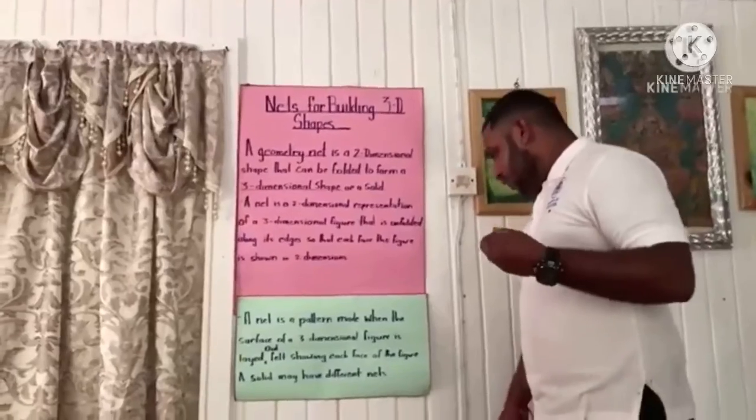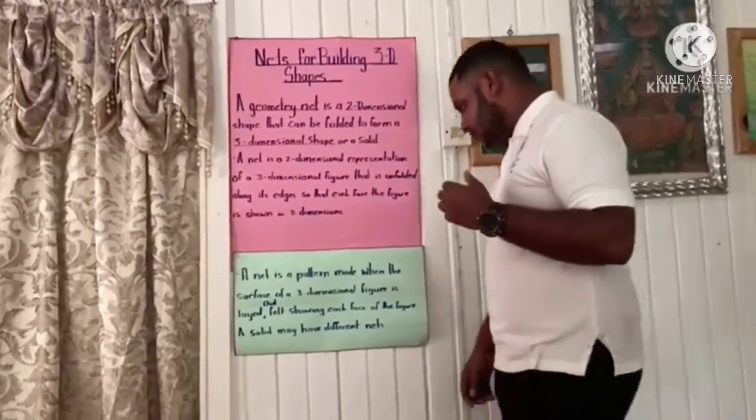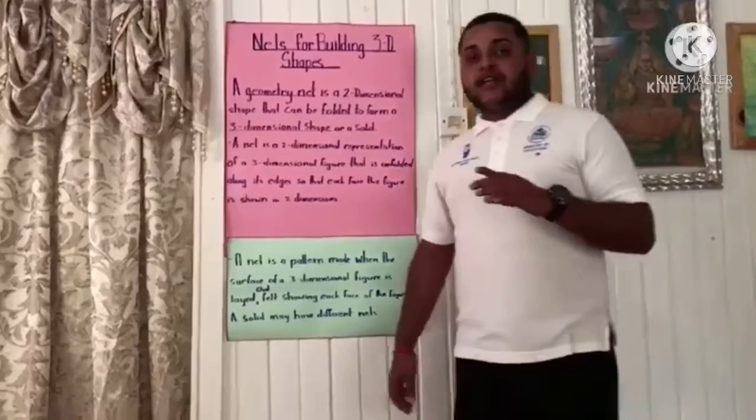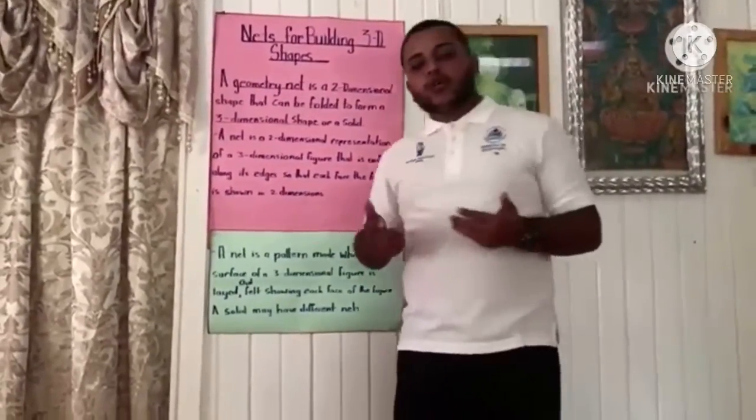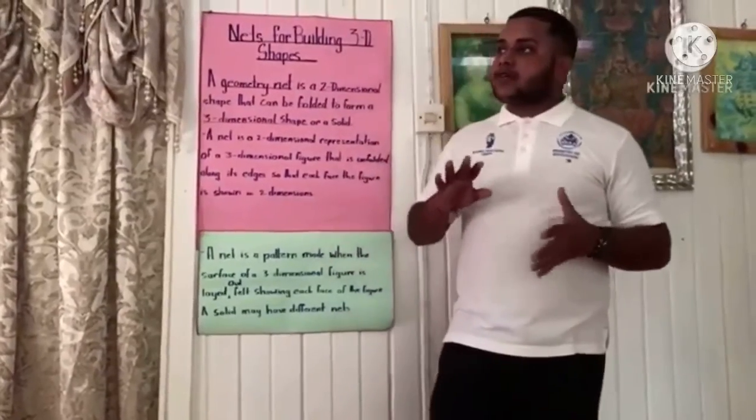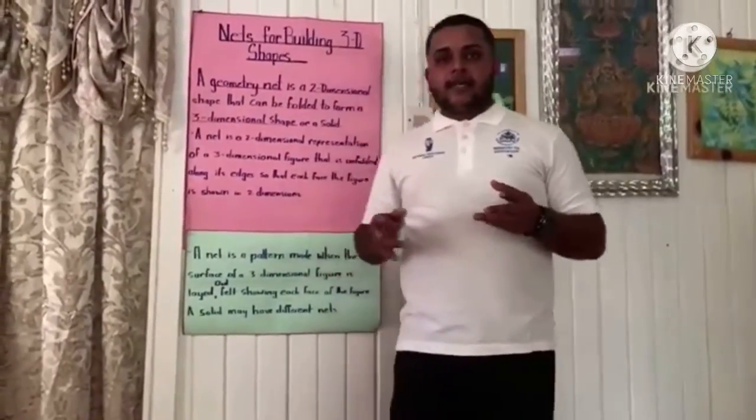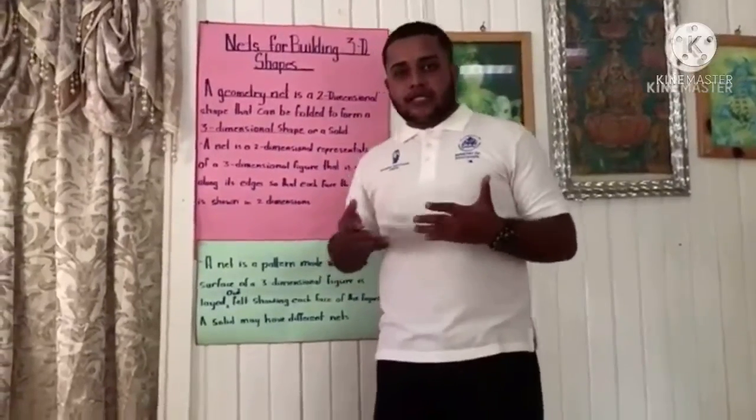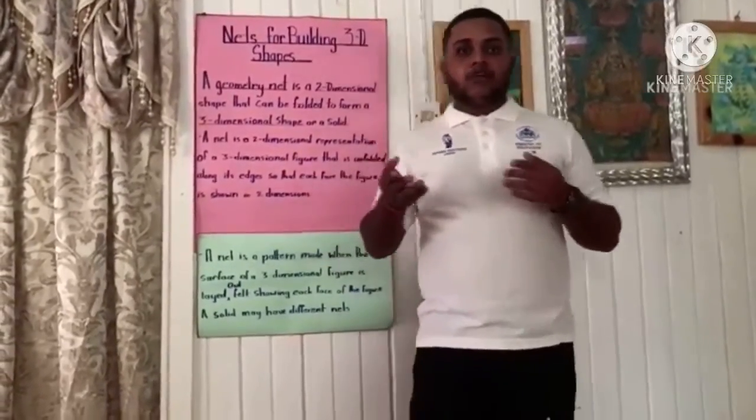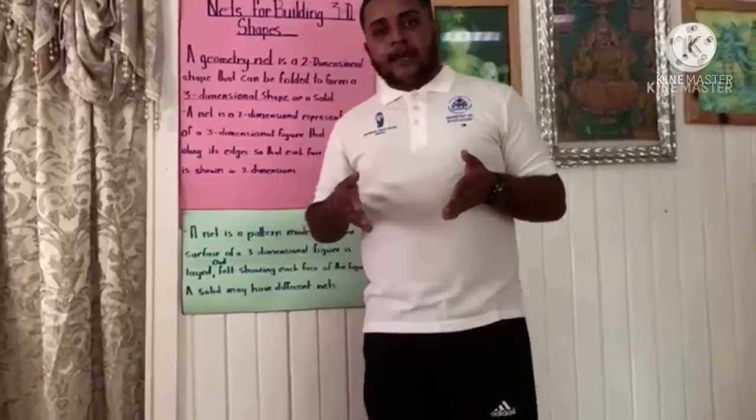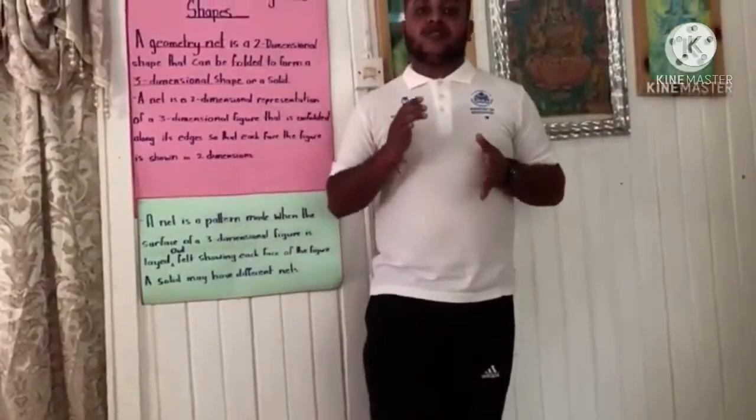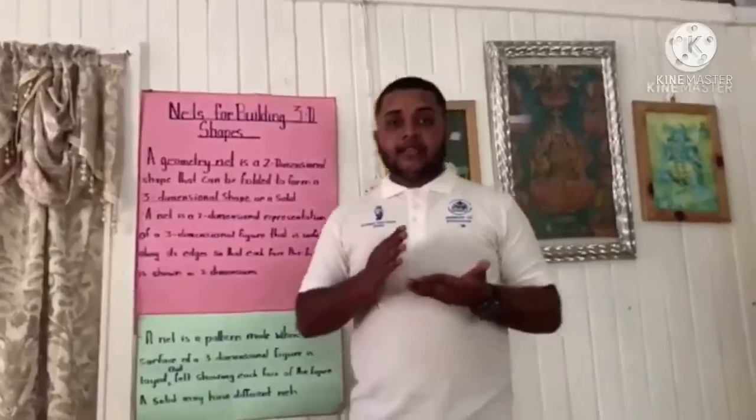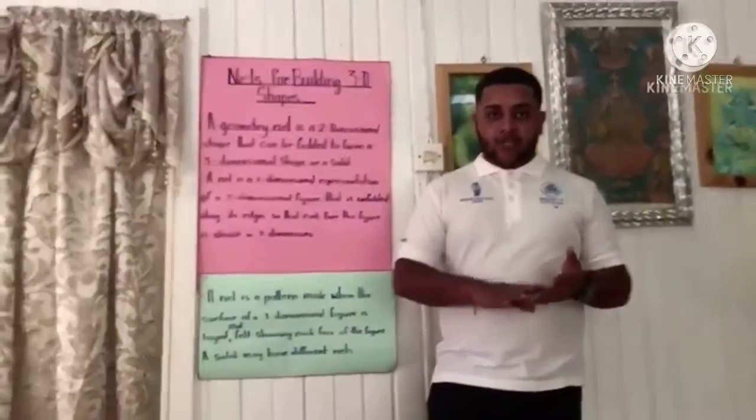showing each face of the figure. And a solid may have different nets. So there's no one particular way. For example, for the cube and the cuboid, there's not just one way to do the nets. The one that we looked at was the T. Then you can have one looking like the plus sign, and so many other different shapes that you can look at. That will be your homework: I want you to get the different types of nets for a cube and cuboid.